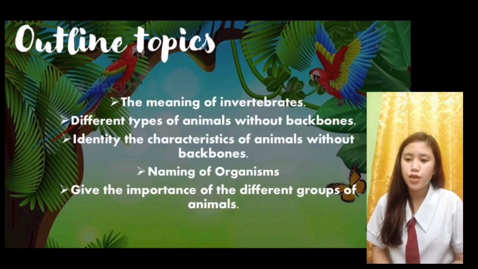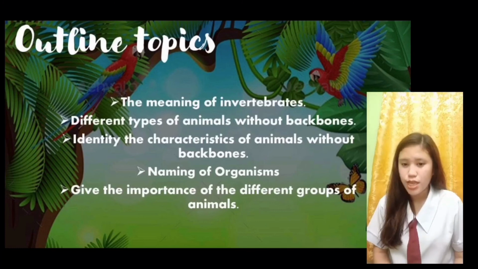The outline topics are the meaning of invertebrates, different types of animals without backbones, identify the characteristics of animals without backbones, naming of organisms, and give the importance of the different groups of animals.